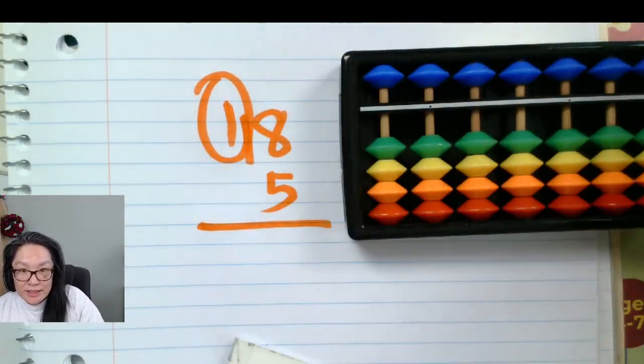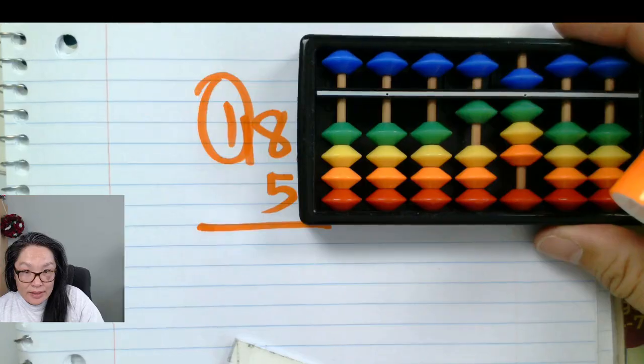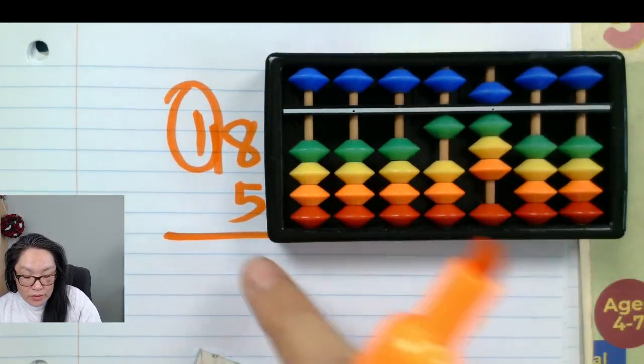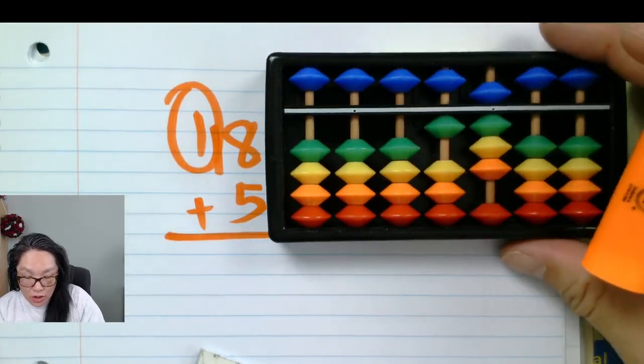So if we did this, we can do it on the abacus. We do 18 on the abacus, right? Now what we're going to do is add the 5. When we add the 5, what are we going to do? We know how to add the 5 on the abacus.